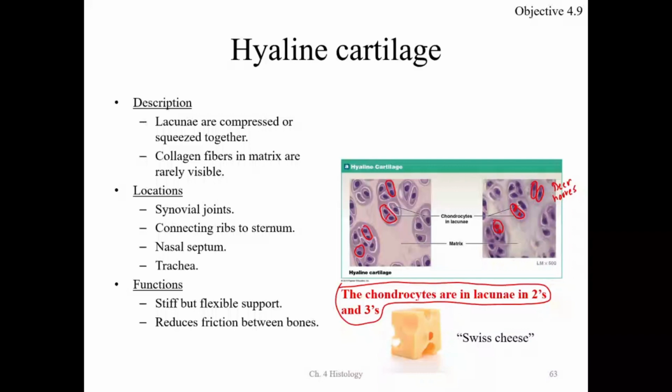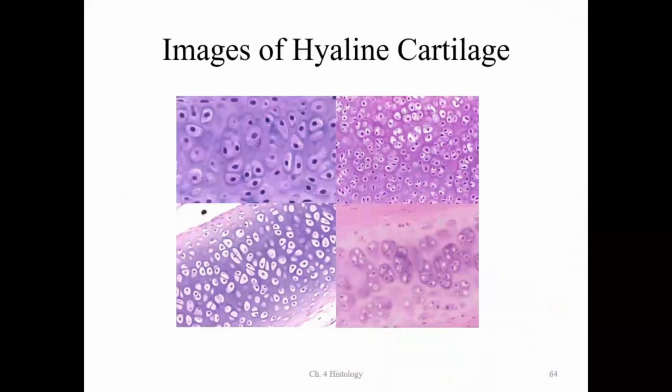There are collagen fibers in the matrix, but you won't really see them because of the stain used. The collagen fibers won't be visible. They are located in the synovial joints, connecting the rib tips, the sternum, the nasal septum, and your trachea. It is stiff, but it's flexible, and it reduces friction between your bones. To me, it looks like Swiss cheese because of the holes. Cartilages look like Swiss cheese.